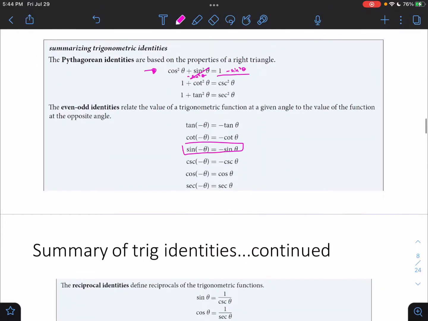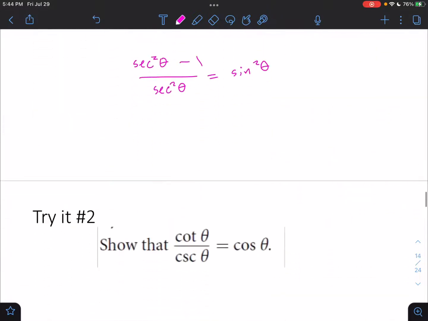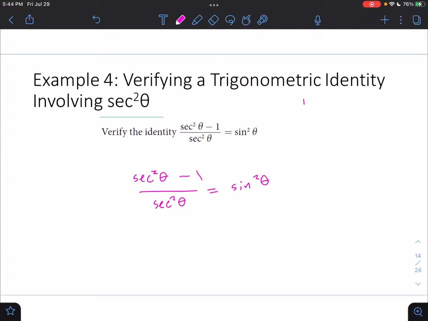So I have 1 plus tangent squared equals secant squared. Notice I'm omitting the angle only because I want to go a little bit faster. It kind of looks like this one, but I need to manipulate it. So what I'm going to do is subtract 1.